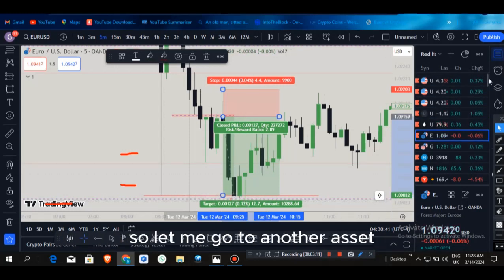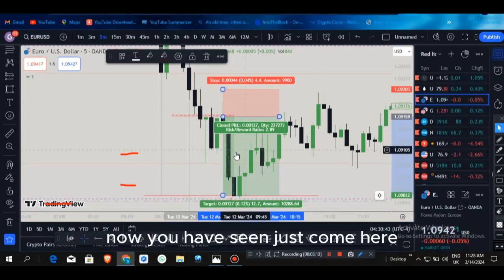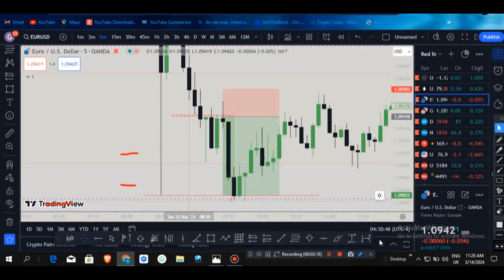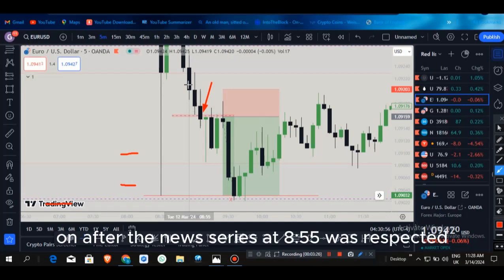So let me go to another asset. Now you have seen, just come here. And you can see the first gap made after the news is released at 8.55 was respected.